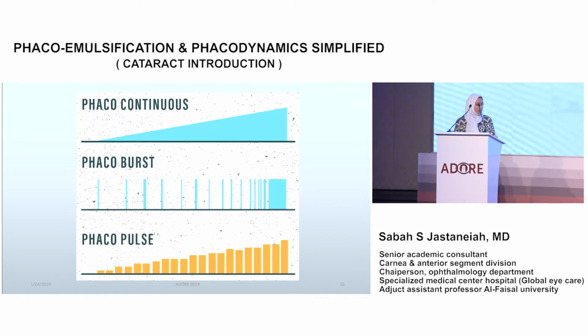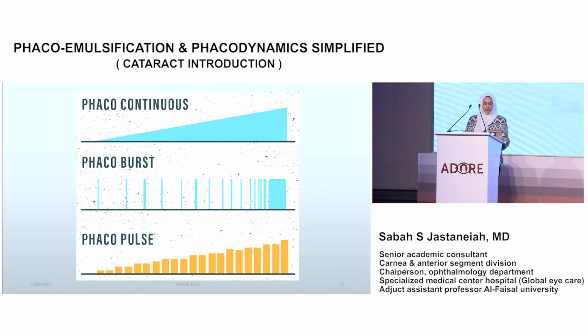So in the first mode, which is the continuous mode, as you can see, when you preset your phaco machine, for example, to 50, then as long as you are pressing the phaco pedal, you are going upwards the power until you reach the maximum preset phaco power you have already preset in the machine. And this is called continuous mode. This is linear continuous mode, as you can see here.